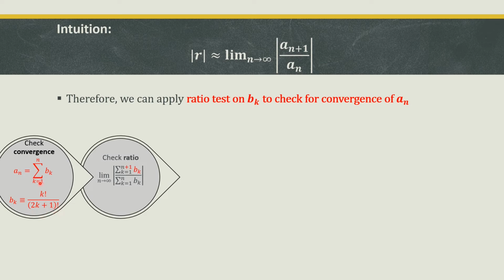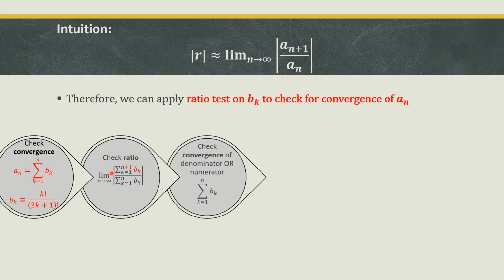And the process that we went through is that if we want to check the convergence, first we tried to do the ratio, but it looks like this ratio is a little bit difficult to evaluate. But we realize that if the numerator is convergent, then so is the denominator. And if the numerator is divergent, so is the denominator. And so we just check for convergence of either the numerator or denominator.